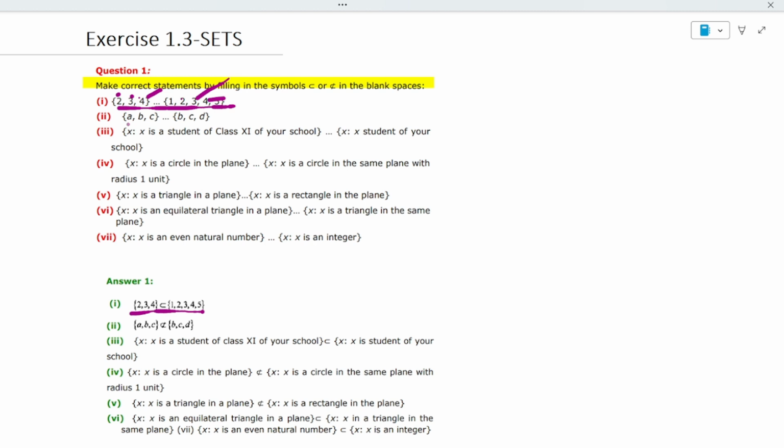Let's see the second question. A is here, but a is not here, so we get that it does not belong to. See, they have used this symbol.